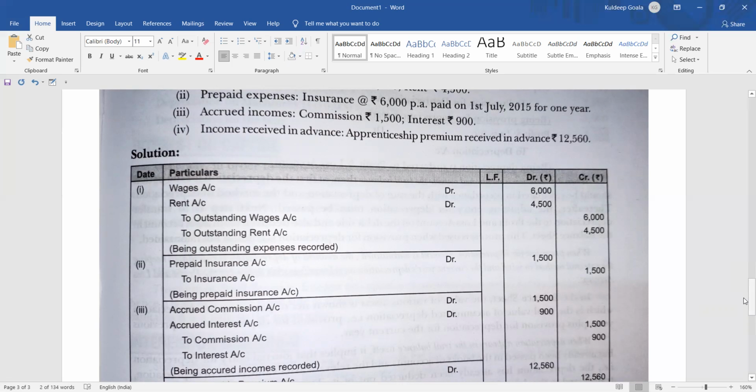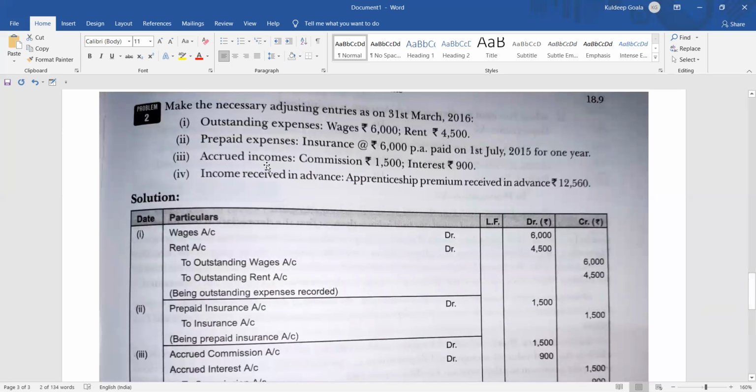So the general entry will be prepaid insurance account debit to insurance account 1,500. Coming to the next one, accrued income. Just now, in the previous video also, we saw that accrued income means any income which we are supposed to receive but we have not received, right?